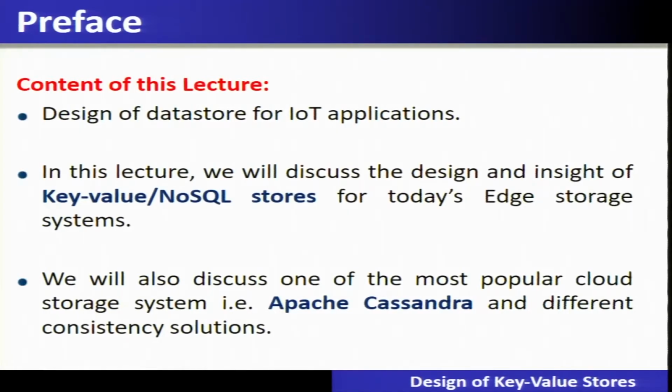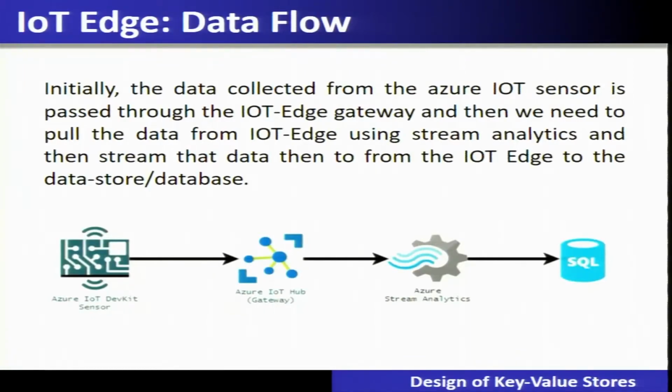Then we will discuss the design and insight of these key value or NoSQL stores that are used for today's edge storage systems. We will also discuss one of the most popular cloud storage systems, Apache Cassandra, and the different consistency solutions which may be required for different IoT applications. So, let us get started with a simple illustration of a data flow in an IoT system.